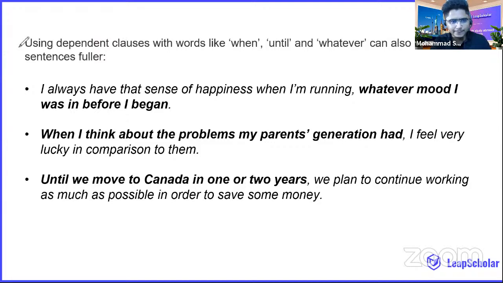Using dependent clauses with words like when, until, and wherever can also make your sentences fuller. For example, I always have that sense of happiness when I'm running, whatever mood I was in before I began. Okay. So this sentence again, what can you deduce from this sentence? Again, this is a combination of two sentences. Whatever mood I have before I run, I always have that sense of happiness when I am running.